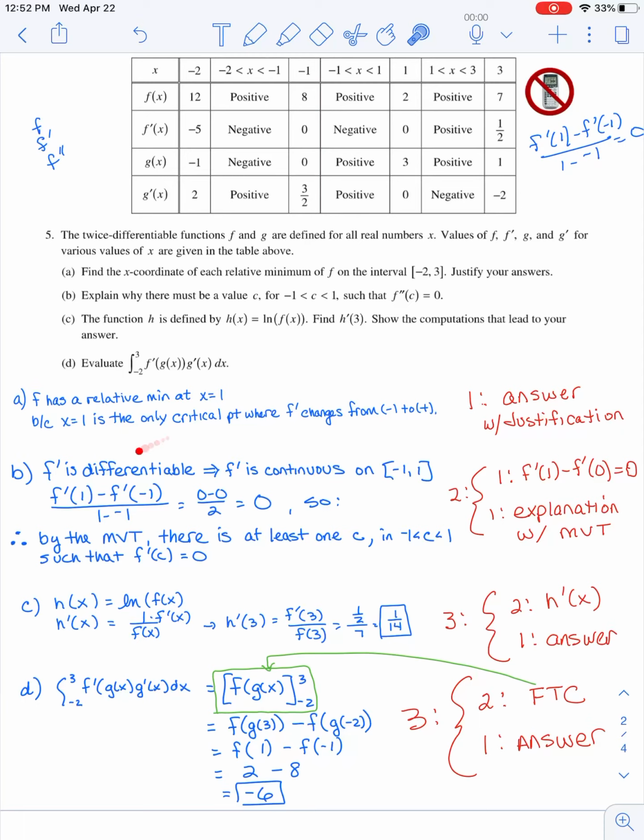So we look at it, do what I did up there at the top a little bit ago. f prime of 1 minus f prime of -1 over 1 minus -1 gives me 0 minus 0 over 2, which is 0. So by the mean value theorem, there has to be at least one c in the interval -1 to 1, such that f double prime of c equals 0.